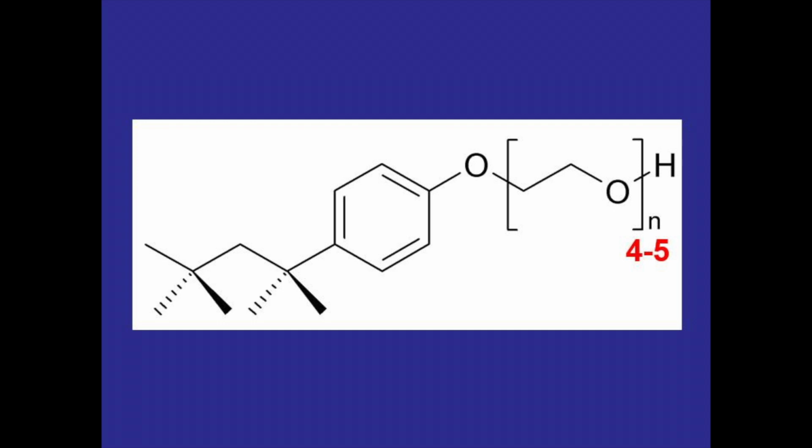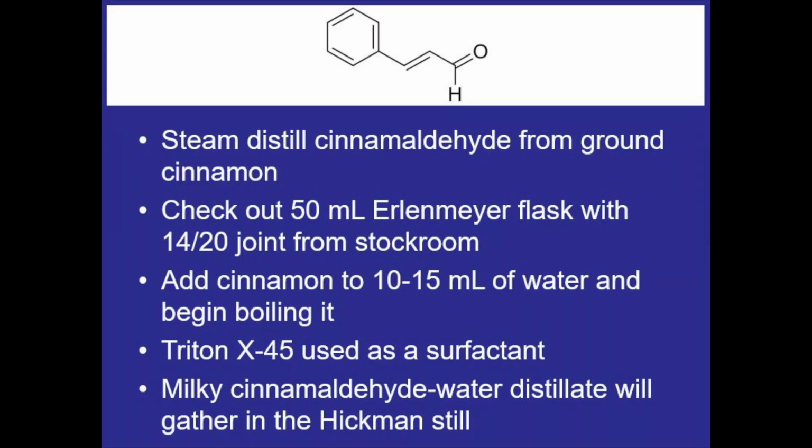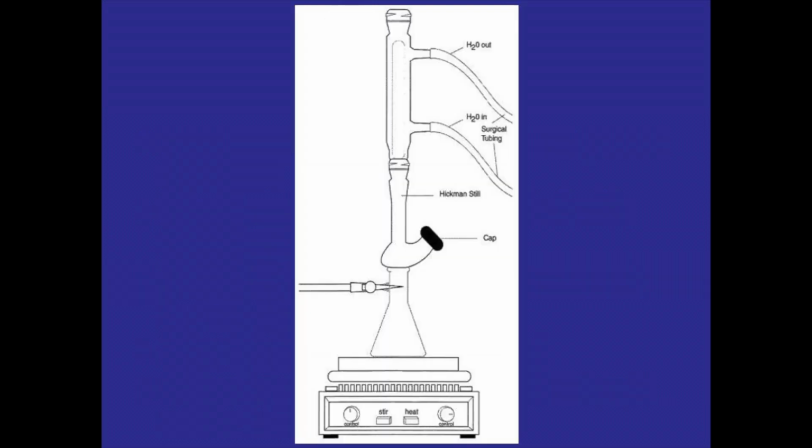As the mixture boils, a milky cinnamaldehyde water distillate will start to gather in the Hickman still. So the water and cinnamon will be boiling in the Erlenmeyer flask, and the distillate will start to rise, condensing and gathering in the base of the Hickman still, and then we can remove it from there using a Pasteur pipette. We'll gather about 5 to 7 milliliters of that distillate into a separate test tube.